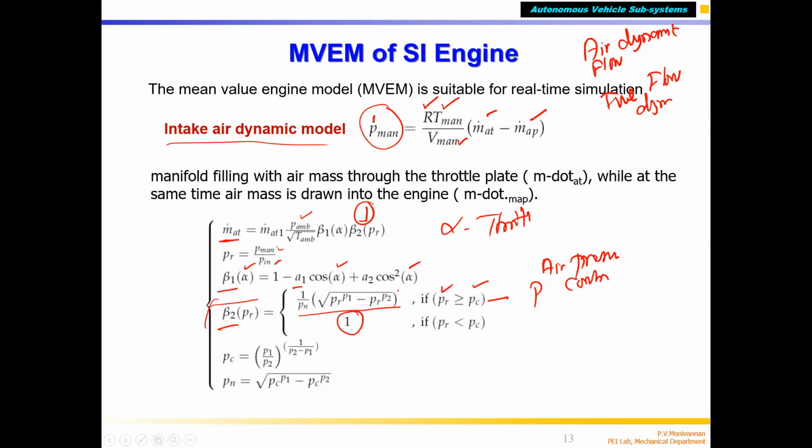So what is PC? Because we are talking about the pressure inside the combustion chamber. It is P1 divided by P2 whole power 1 divided by P2 minus P1. What is Pn? In this equation, Pn is root of PC power P1 minus PC power P2. So these are the modeling. I'm just trying to explain how, even without building the system, we can develop the air-fuel ratio model, which is called the mean value model. From that, you can find how this air-fuel ratio can be controlled. Then you can develop a controller using MATLAB or some simulation software. This is called modeling and development of the controller.